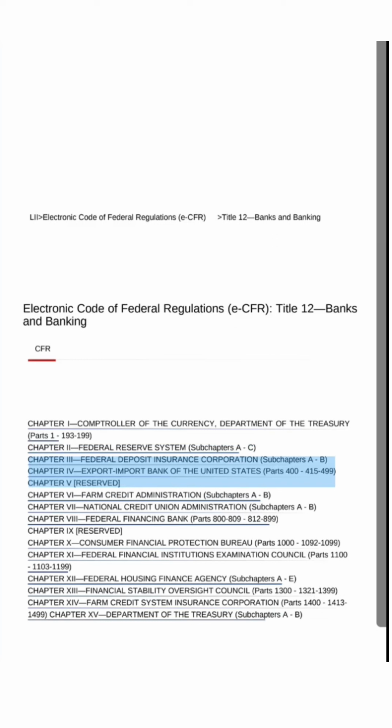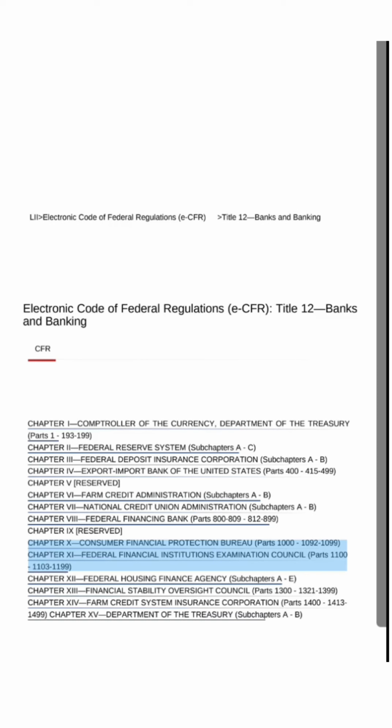Chapter IV Export-Import Bank of the United States, Parts 400 to 499. Chapter V Farm Credit Administration, Subchapters A, B. Chapter VII National Credit Union Administration, Subchapters A, B. Chapter VIII Federal Financing Bank, Parts 800 to 899. Chapter X Consumer Financial Protection Bureau, Parts 1000 to 1099.